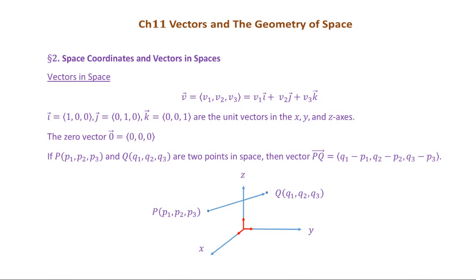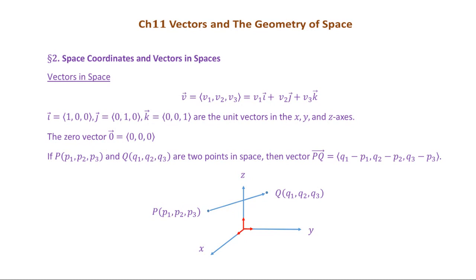write this vector in terms of the standard units i, j, and k. So those i, j, and k are the unit vectors in the x, y, and z axis. If you write the components of i, j, k themselves, then i will be 1, 0, 0, j will be 0, 1, 0, k will be 0, 0, 1.